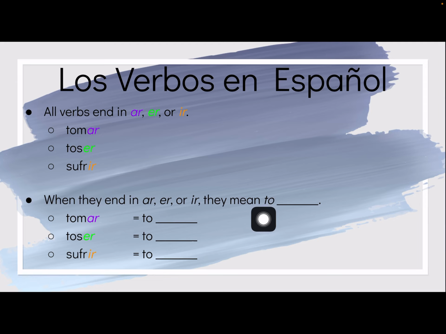So they're called infinitives when they have the ending like that. So tomar significa to take, toser to cough, sufrir to suffer. Pero no hablamos así, we don't necessarily always talk this way.